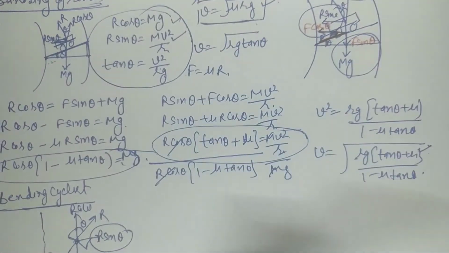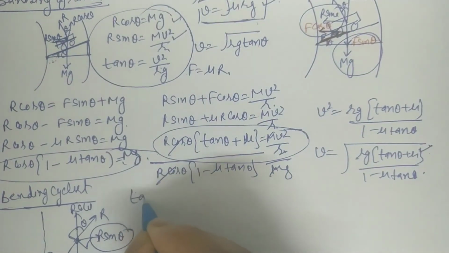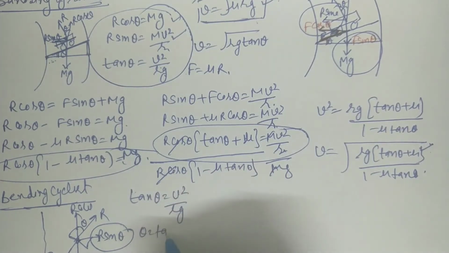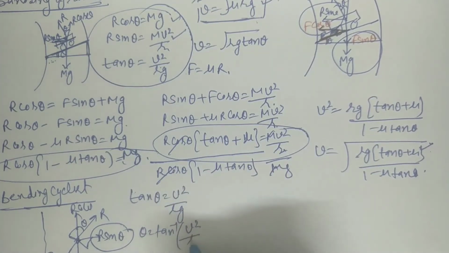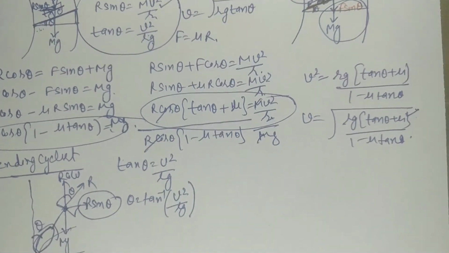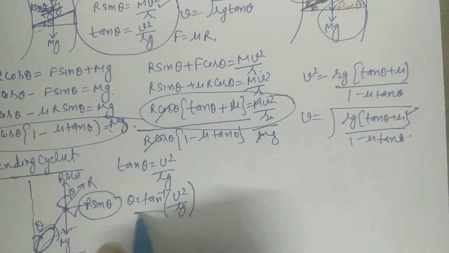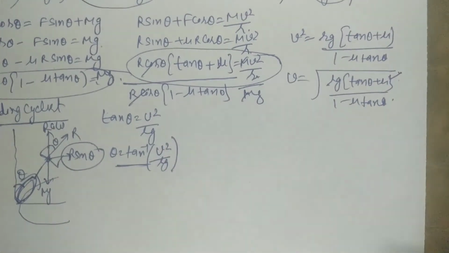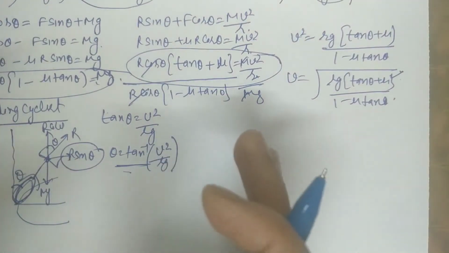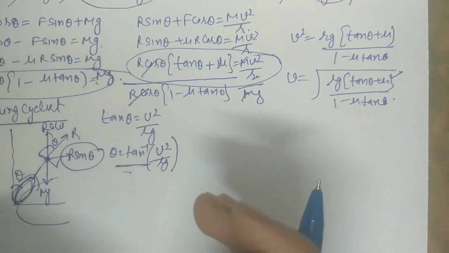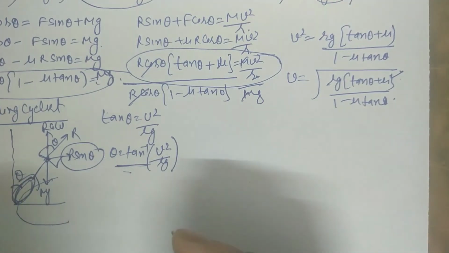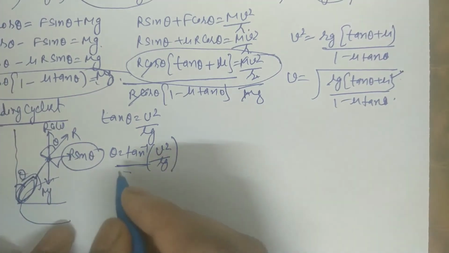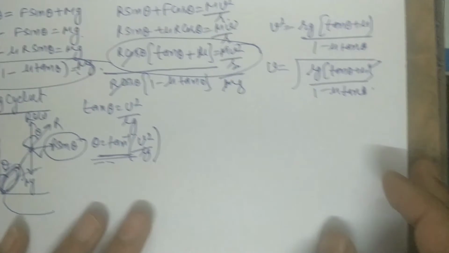This is the same situation we got here. Then tan theta is v square upon rg, so theta is tan inverse of v square upon rg, and we calculate the angle at which the cyclist leans inward to provide the required centripetal force. So these are the examples where we are considering the angle and the velocity for which the body turns along the level road or banked road, to provide the required centripetal force.